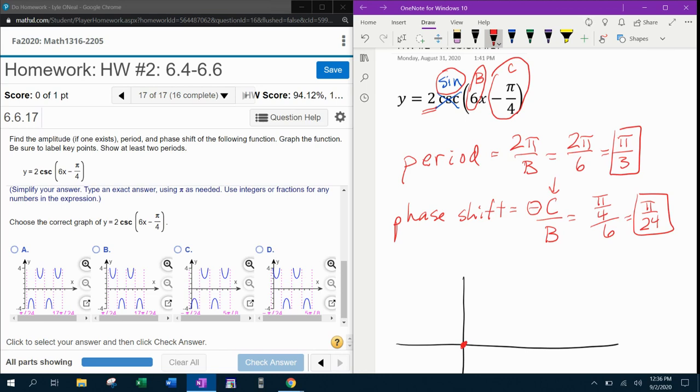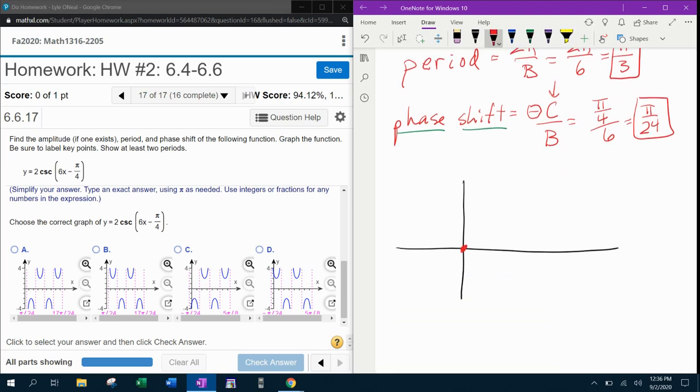Step number 2, phase shift. Okay, so our phase shift is positive pi over 24. And so that means we're going to shift this point to the right because it's positive, and we're going to shift it a distance of pi over 24. So I'm going to call that pi over 24, and there's my new starting point, okay, after we deal with the phase shift. Step number 2, phase shift.